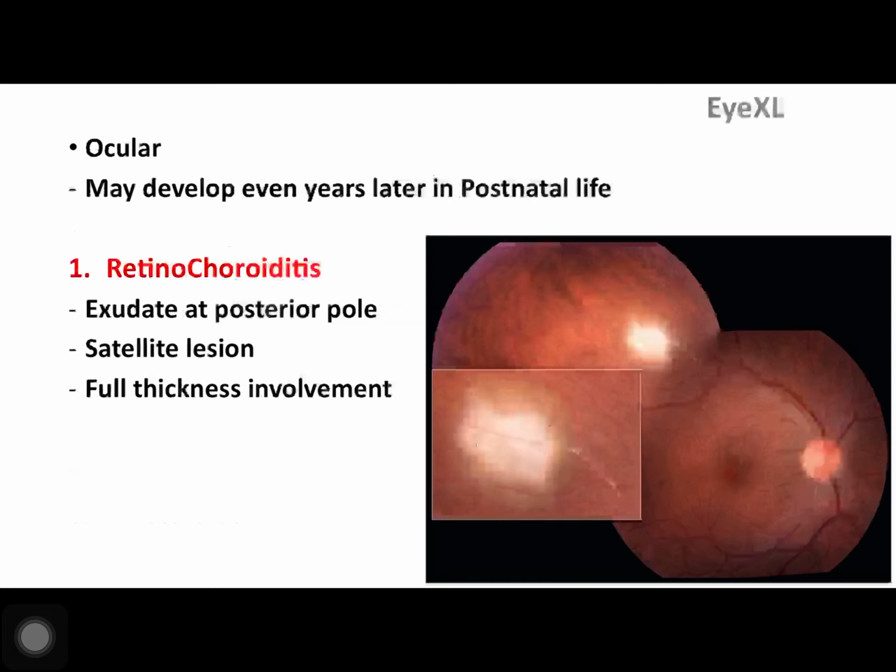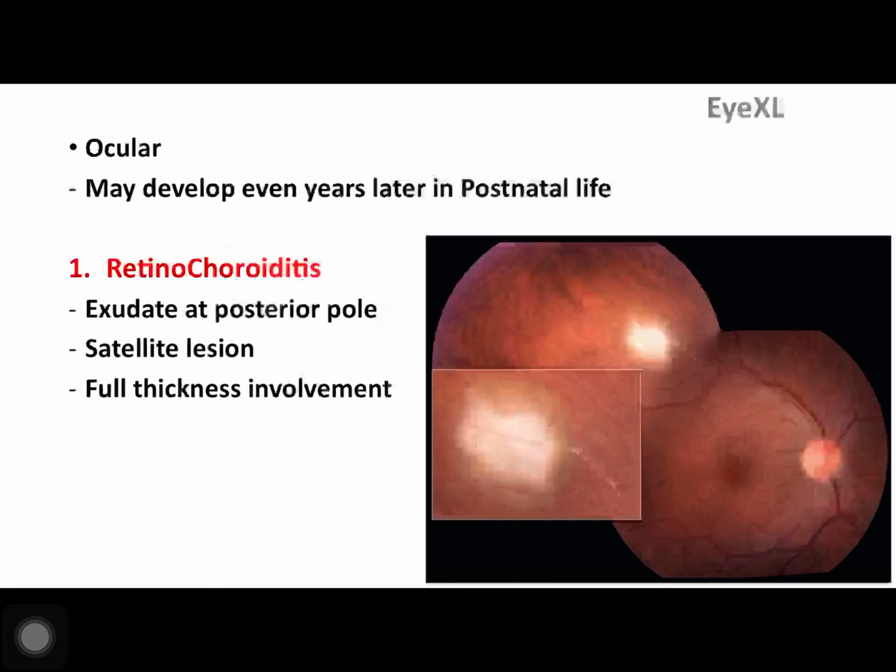The first, foremost, and most important ocular feature that you see is retinochoroiditis. This is nothing but an exudation at the posterior pole. You can see the white, fluffy, cotton-like lesion on the retina. This lesion is not at the posterior pole. When I say posterior pole, I mean closer to the macula. This is a more peripherally placed lesion, so a little atypical presentation that you can see.